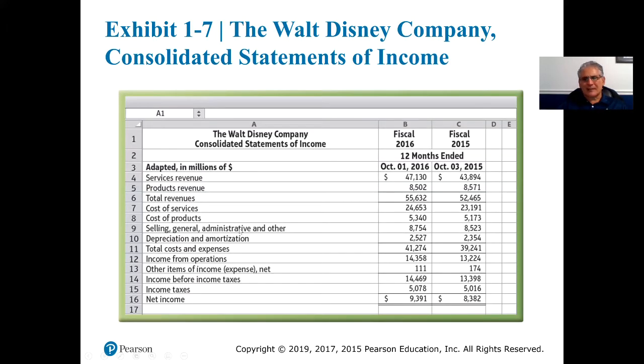Here's an example, and I think we looked at this right at the very beginning, the very first slide. This is Walt Disney Company. They called it the Consolidated Statements of Income. And they're showing the bottom line, $9.391 billion.